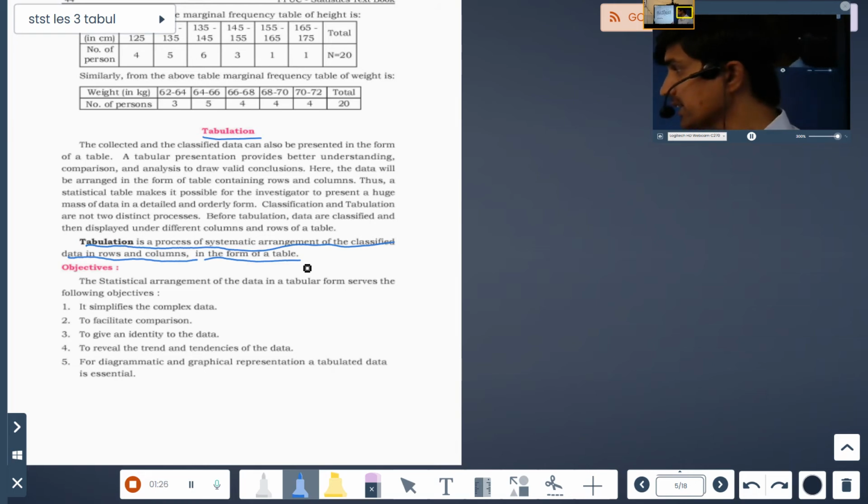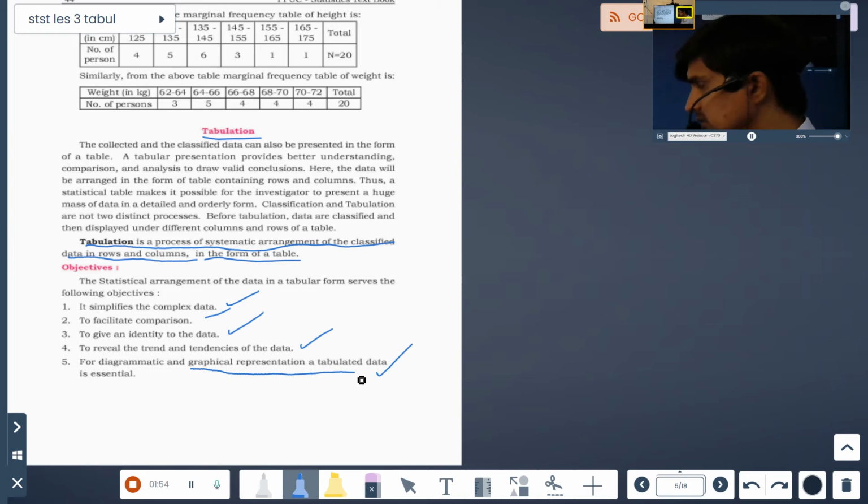So what are the objectives? Why do you need tabulation? It simplifies the complex data, to facilitate comparison, to give an identity to the data, to reveal the trend and tendencies of the data. For diagrammatic and graphical representation, tabular data is essential. This last point, if you have seen MS Excel, if you draw a table there and select it, there is an option that will give that data in the form of a bar graph or pie chart.